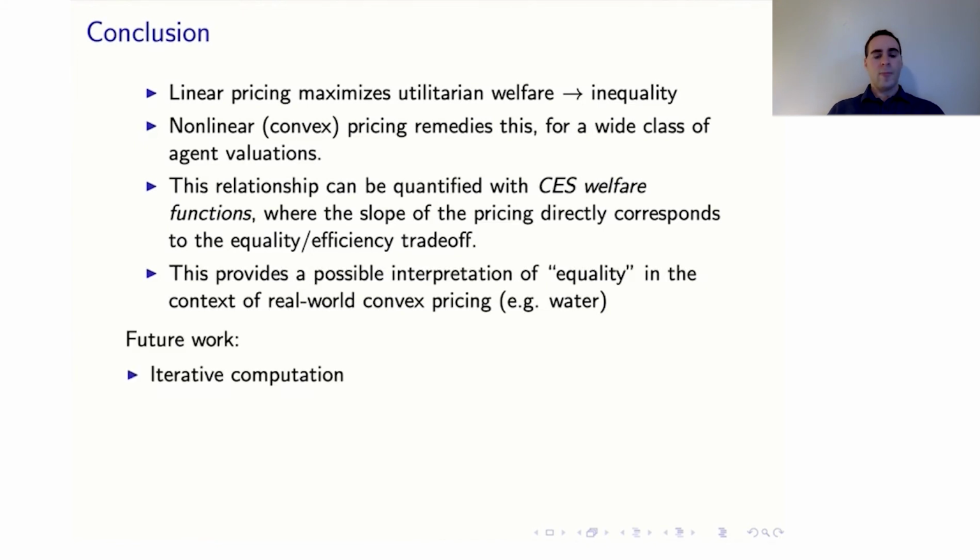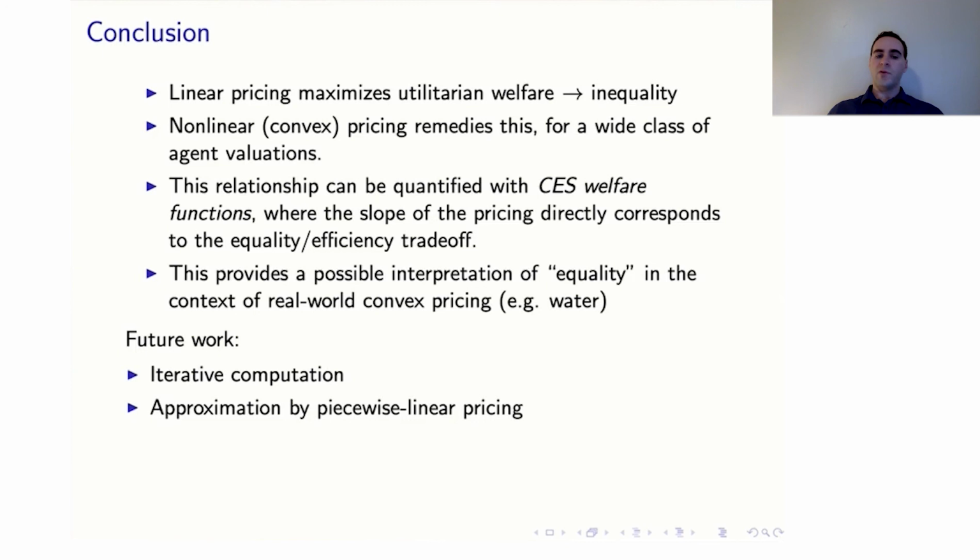For future work, one thing we didn't talk at all about was how to actually compute these prices. And we have some results on this in the paper. We have a sort of iterative algorithm based on convex programming. But what would be really interesting is some sort of tatonnement, where on each step, you can show the agents the current prices, and they report their demand given those prices, and then you adjust the prices. So I think a tatonnement for this would be very interesting.